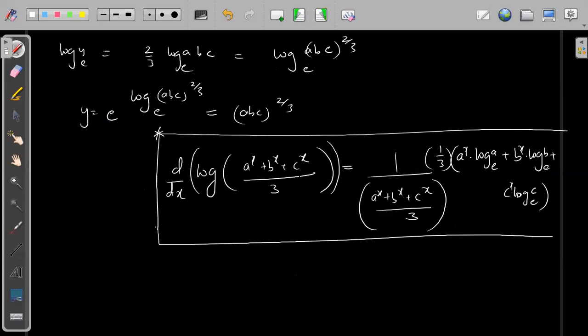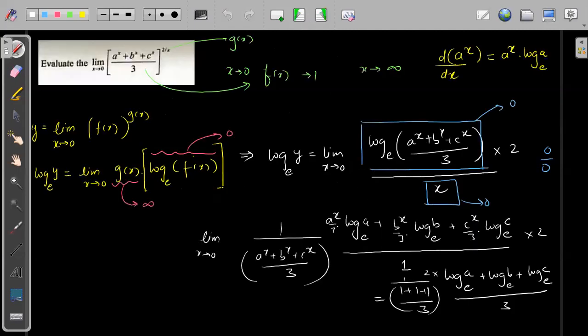Understood? Pradyuman, if differentiation is still a little confusing, we will do differentiation specially afterwards. So you just concentrate on how we are getting to that form. That is more important. We'll do differentiation afterwards.